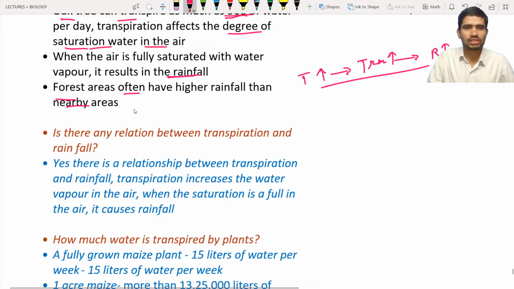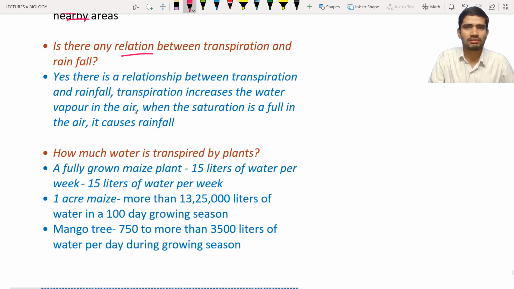So there is a question given in the textbook: is there any relationship between transpiration and rainfall? Yes, there is a relationship between transpiration and rainfall. Why? Because transpiration is nothing but the evaporation of water from the plant leaves. This water vapor turns into rainfall during the condensation process. Transpiration creates water vapor in the air, and when the saturation is full in the air, it is going to cause rainfall.